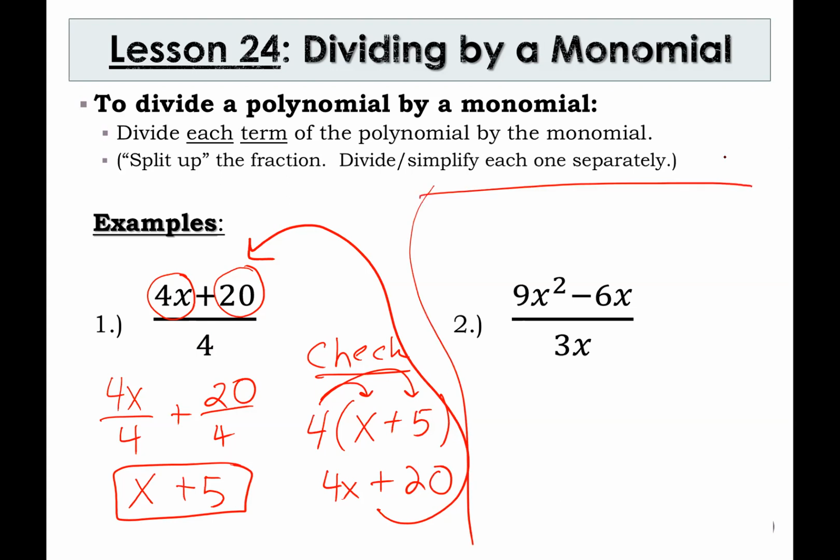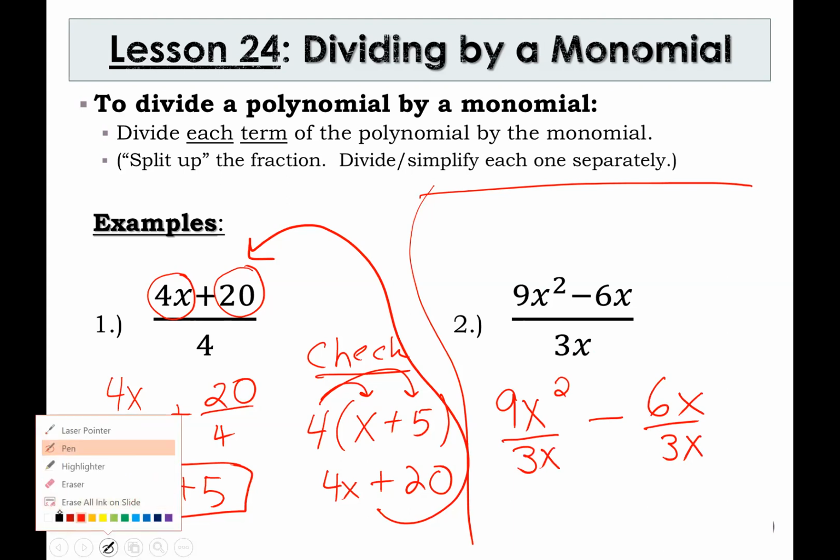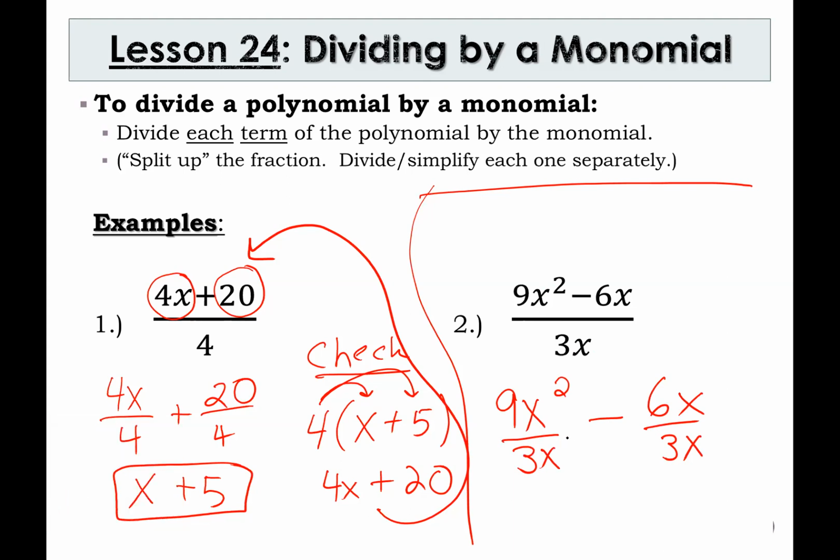Okay, here's number 2, 9x squared minus 6x divided by 3x. So each term, again, gets divided by the denominator. 9x squared divided by 3x minus 6x divided by 3x. This time there's an x, so there's exponents involved, and it's a little bit more complicated. Just a reminder that 3x has a 1 exponent on the x, so does the 6x. So let's divide the coefficients. 9 divided by 3 is 3.